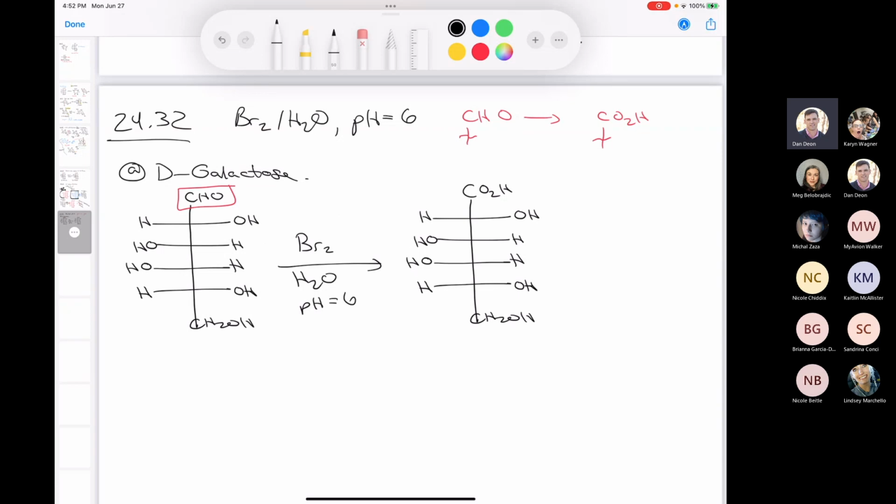Now it says to name it. So I'm not that concerned with naming aldonic acids on the quiz. On the homework, maybe, because then you can go look at the book in case you forget. But the way you name it, if this is D-galactose, you replace the ose suffix with onic acid. So this would be D-galactonic acid, galactonic acid, like that.